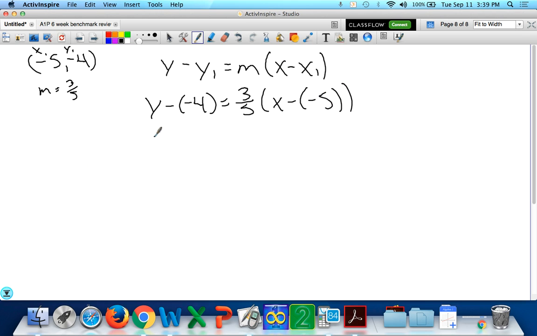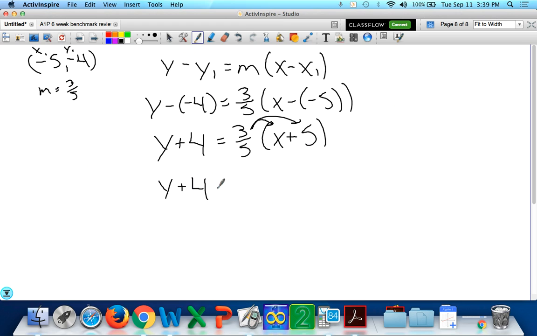Well, we don't keep them written like this. We clean it up. Y plus 4 equals 3/5 (x plus 5). Doesn't that look a lot better? Basically, these two negative signs become a positive. These two negative signs combine to be a positive. Well, before we start moving pieces around, we want to go ahead and distribute. You don't have to, but it makes it a little bit easier.